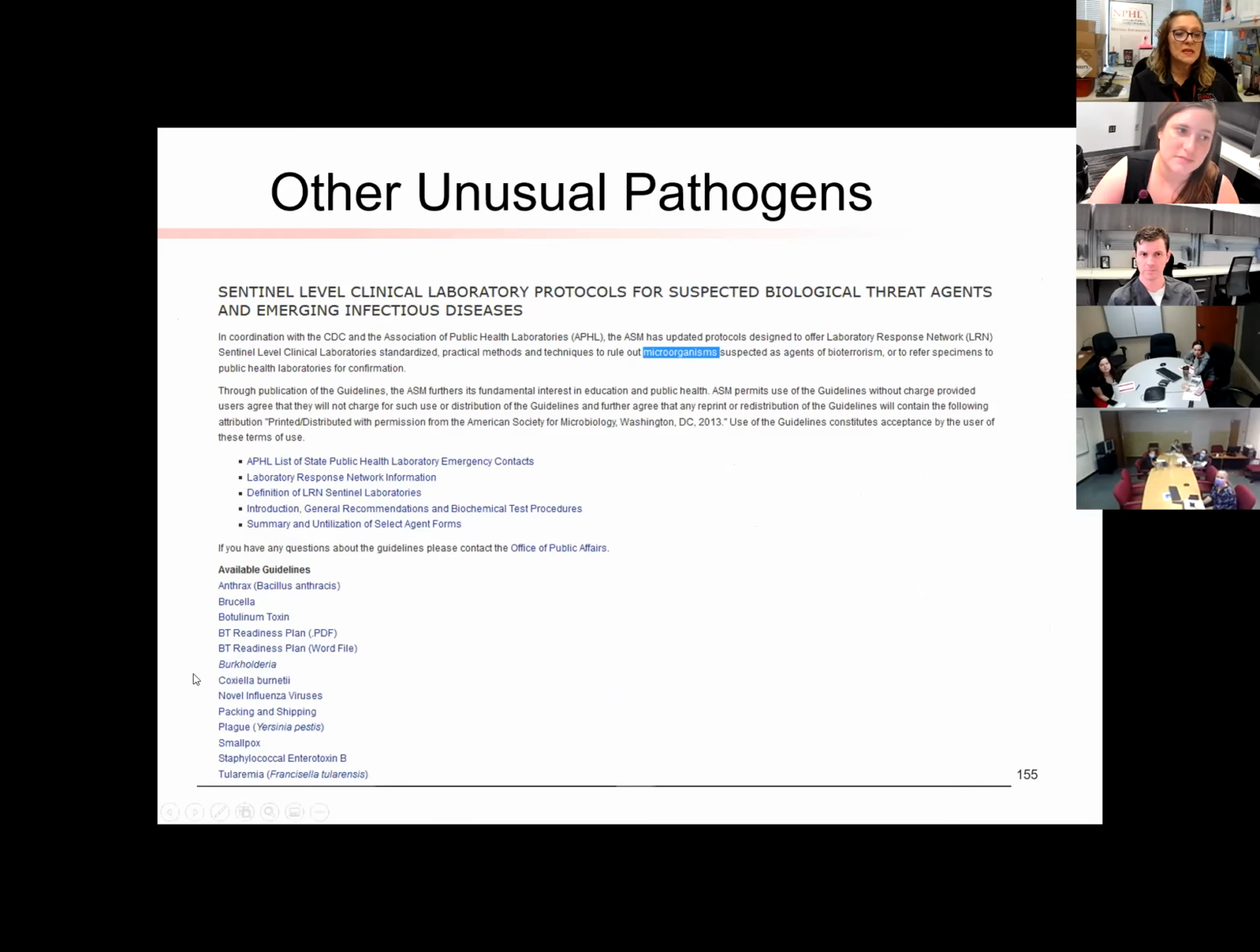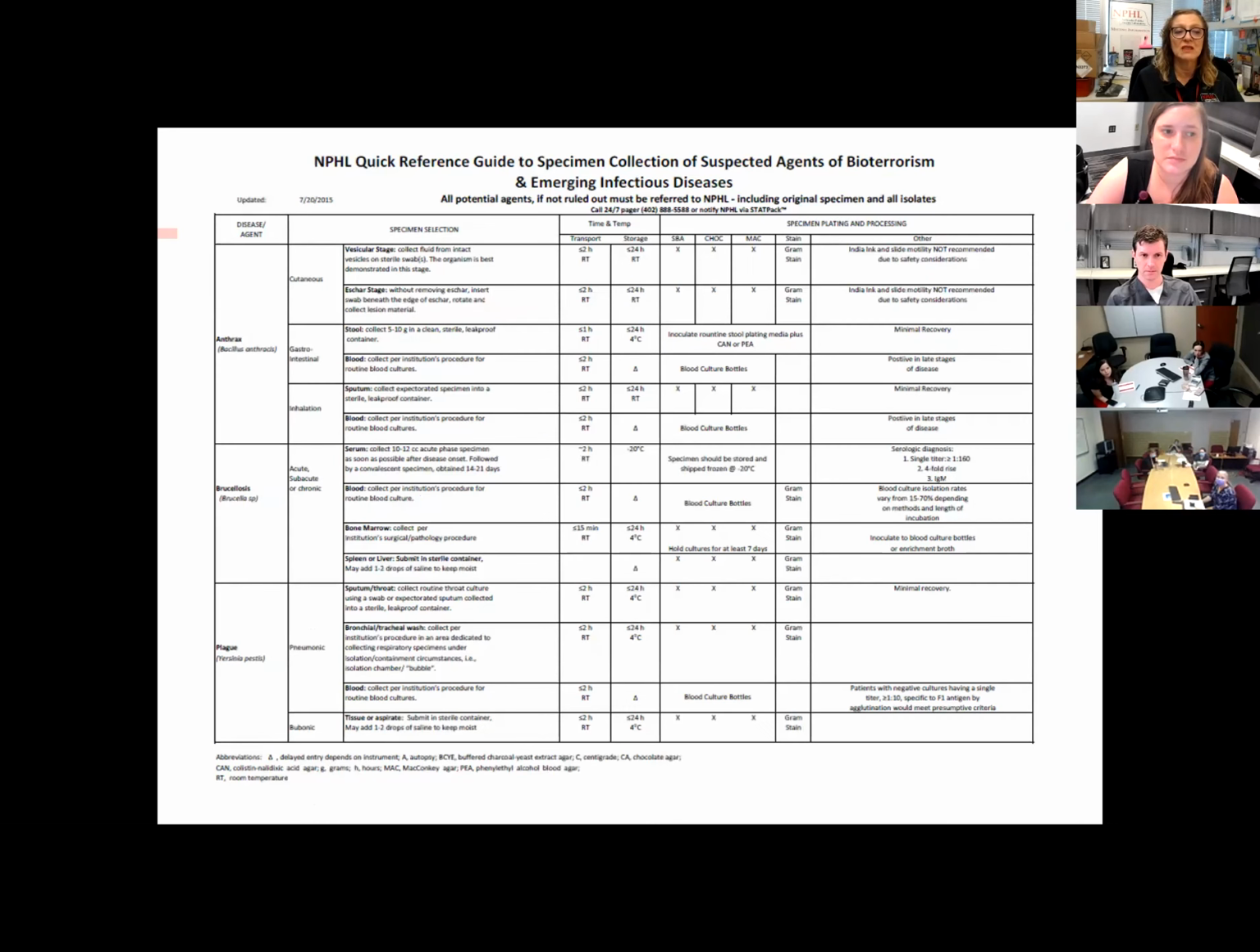Other unusual organisms, there are a lot of unusual organisms your physician may call you about. Coxiella, they might call you, heavens forbid, about smallpox, or the Staphylococcus enterotoxin B. All that information is right by a click away, that you can click on these and you'll be able to read more about them and what you need to submit to your public health lab. But in reality, if you just want to call your public health laboratory, that's the easiest way, so you get their assistance. We have provided in our website for these real unusual ones.